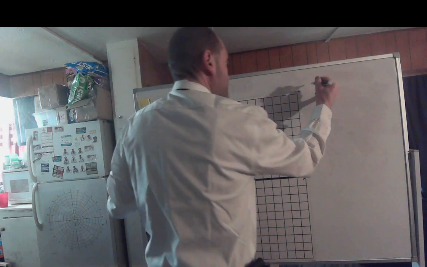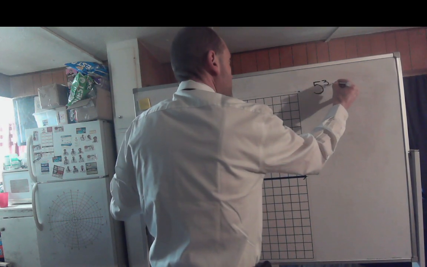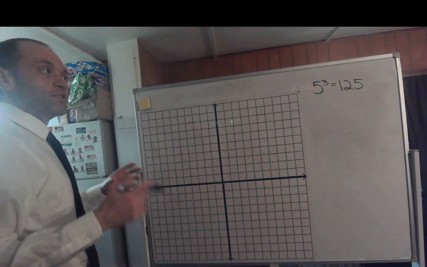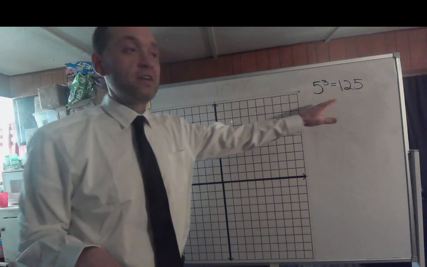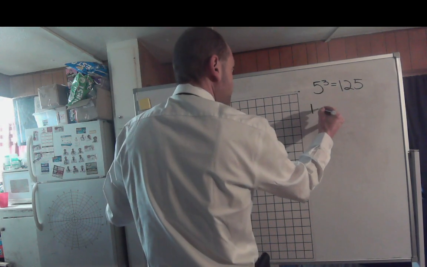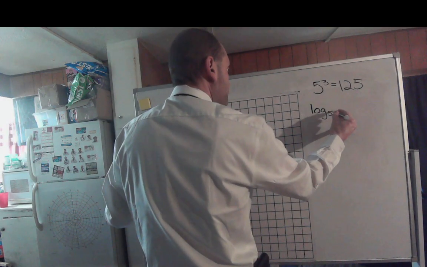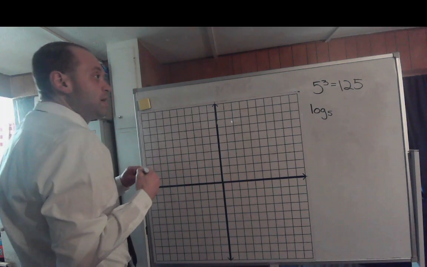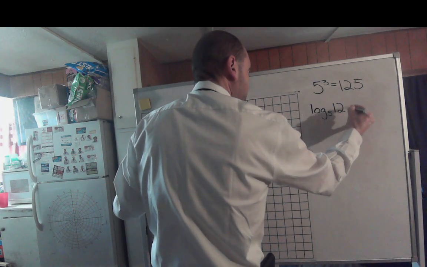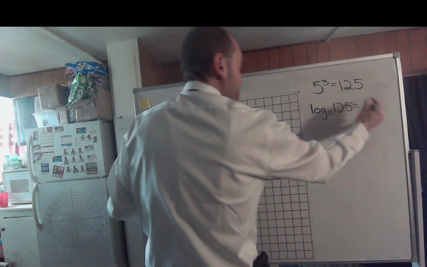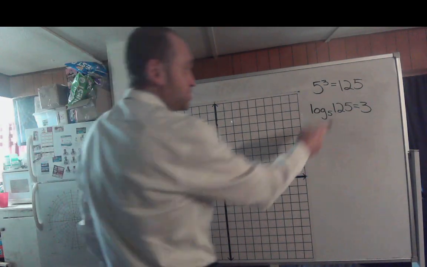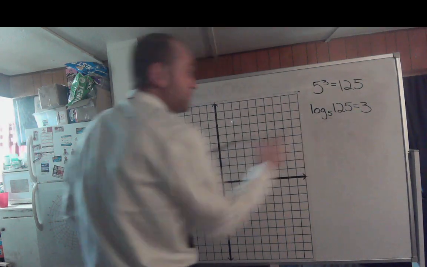So let's say we had something like 5 to the third equals 125, which we know is true. How am I going to convert that into logarithmic notation? So that 5 is my base. That means I'm going to have log base 5. That's my base. And then that right-hand side, that 125, this would be log base 5 of 125 equals 3. My exponent of that base goes on the right-hand side. So this would turn into log base 5 of 125 equals 3.